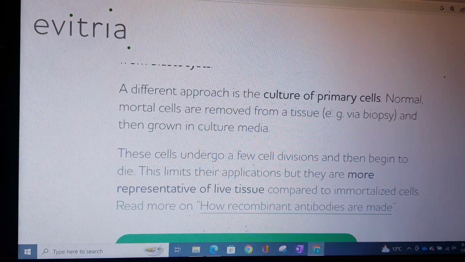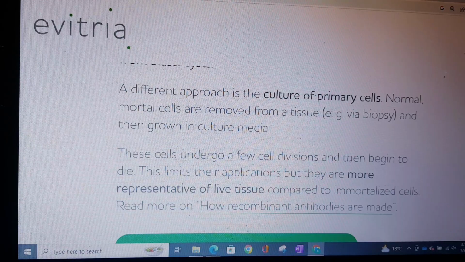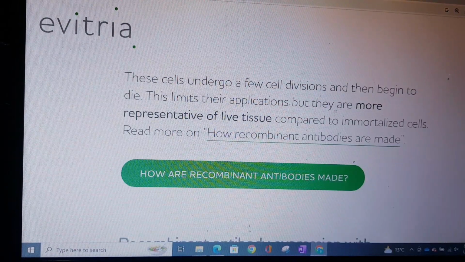The culture of primary cells includes the removal of the tissue, which is then grown in the culture media. The tissue is removed via biopsy. These cells undergo a few cell divisions and then begin to die. This limits their application, but they are more representative of live tissues compared to immortalized cells.